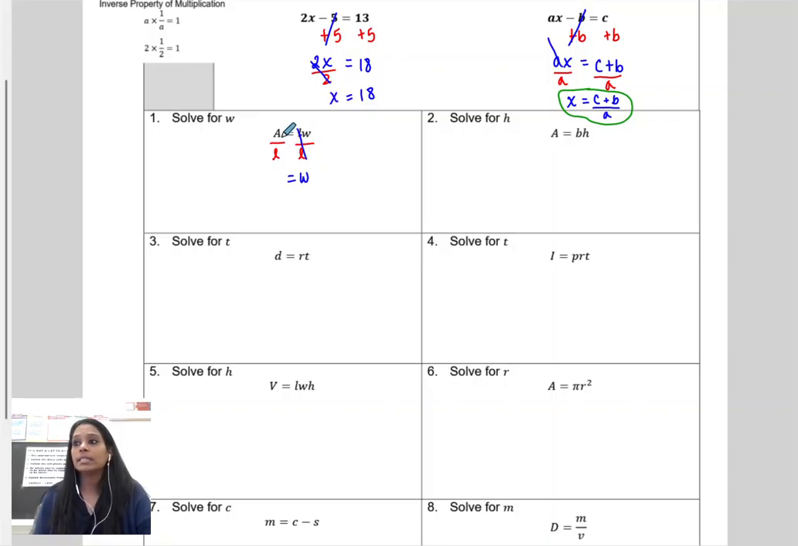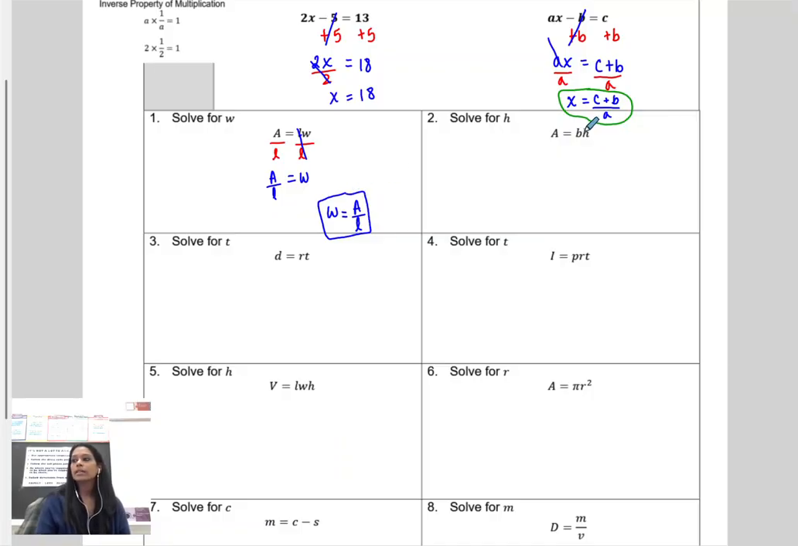That's what I wanted. And then on this side, I just have A over L. So to write out my answer, we just like to have whatever we are solving for on the left side. So W equals A over L. That's my answer.